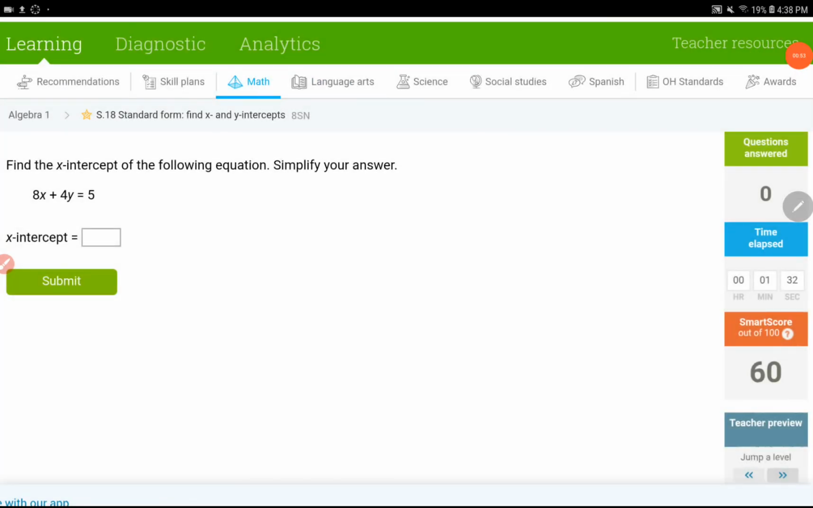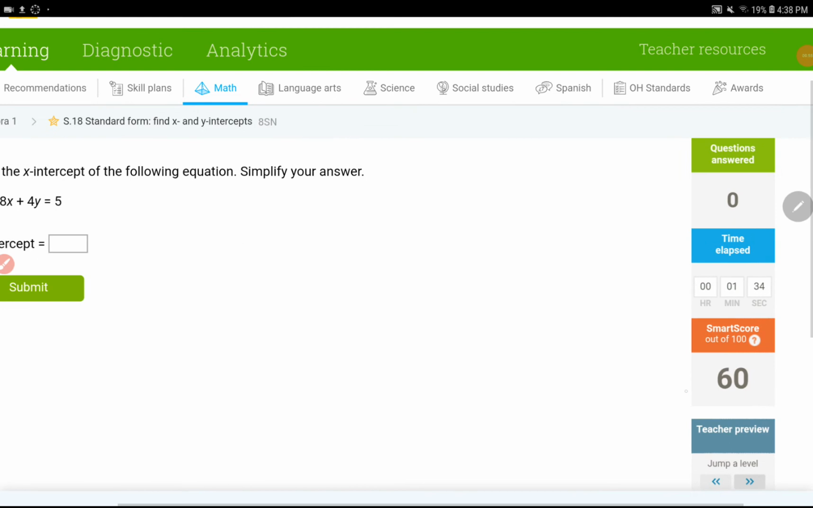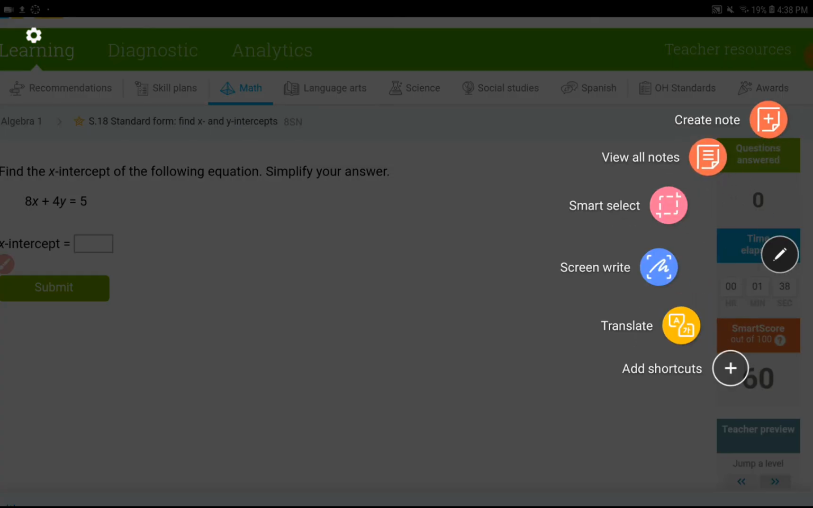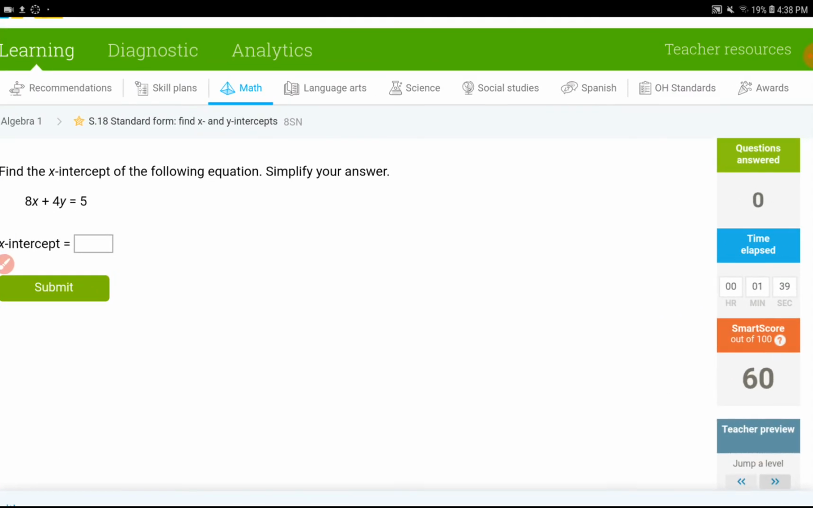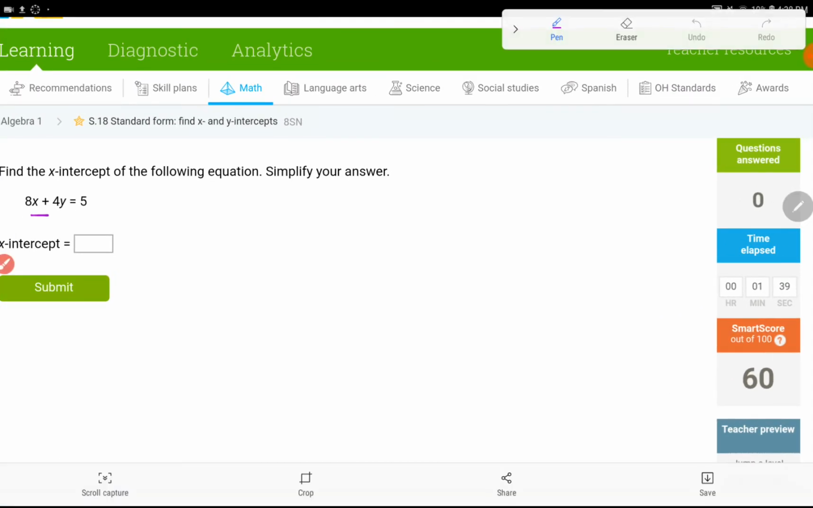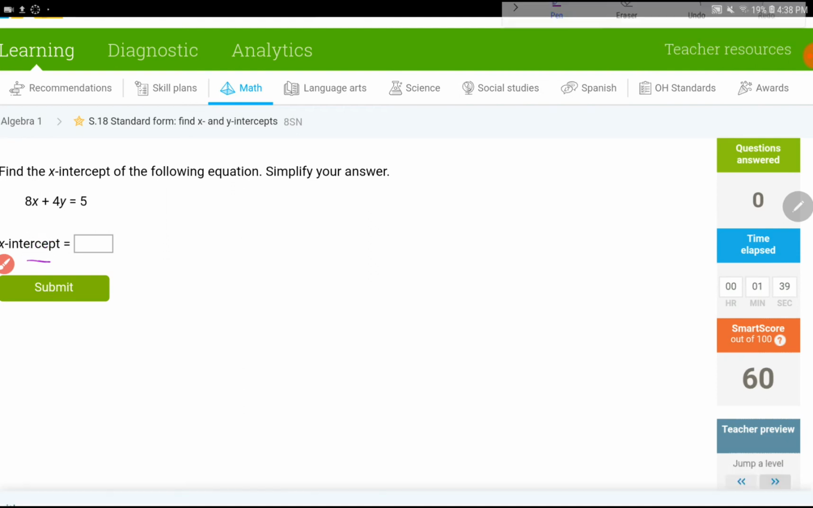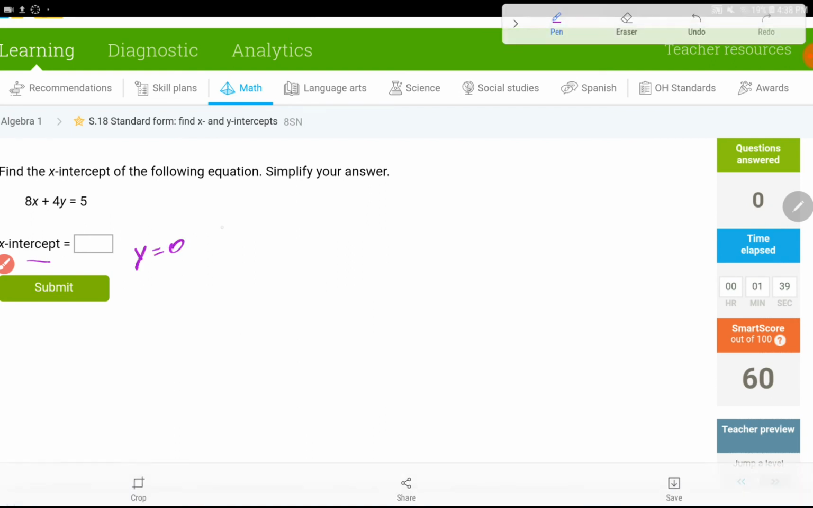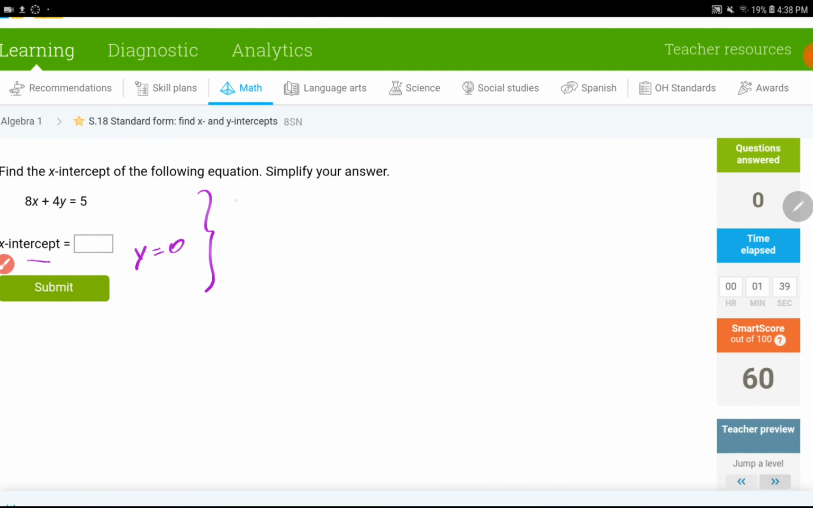Okay, here's the second question. Once you hit the 60 points bar, the questions are going to get a little harder. It's not hard at all, by the way. The only difference is now there are numbers in front of x and y. Okay, simplify your answers, find the x-intercept. That means plug in 0 for y and solve the equation for x. Still the same, nothing has changed.